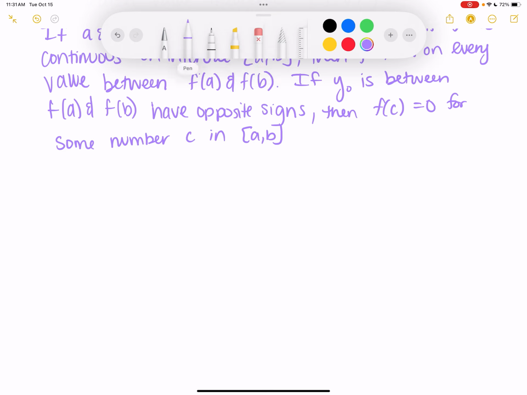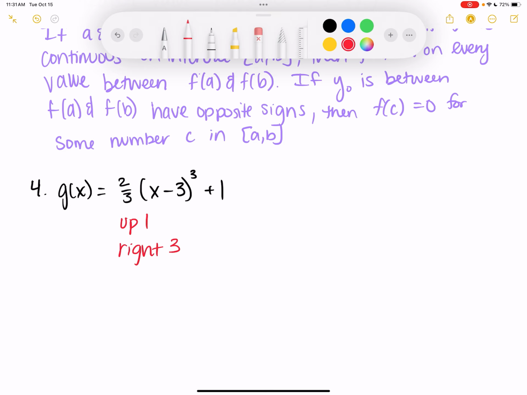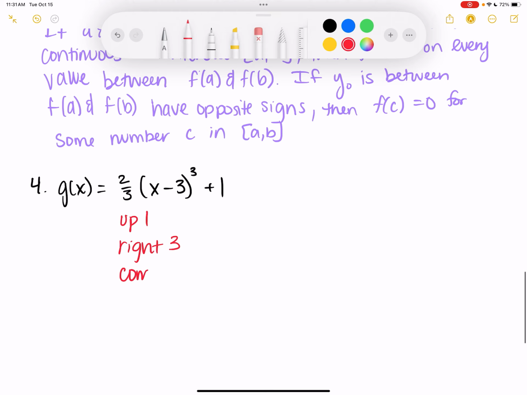But if I have, oh, no, number 4. g of x equals 2/3 times (x minus 3) cubed plus 1. And I want to know what transformations are occurring. Like I said, they're the same as from the previous sections that we've done. So what's occurring to this one? Up 1. Right 3. Vertical compression of 2/3. It's being compressed. And that's it.